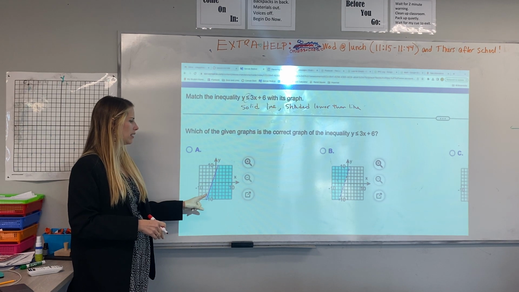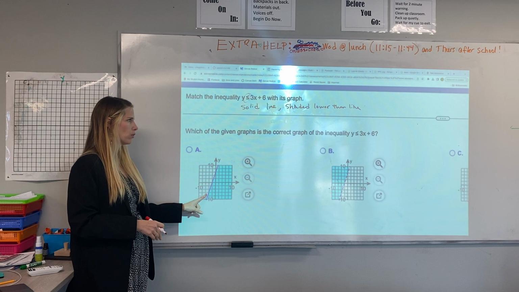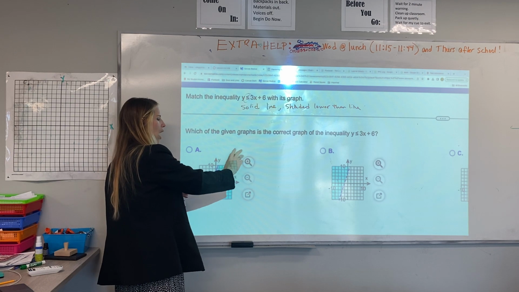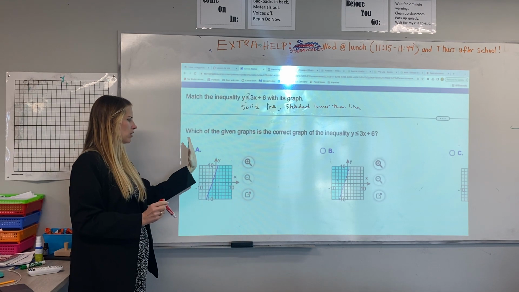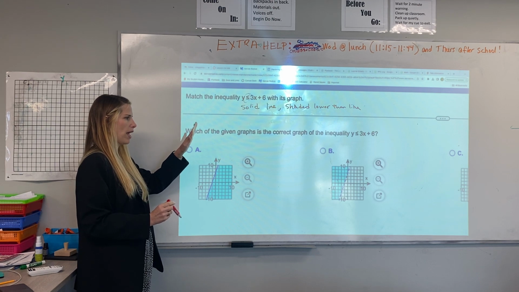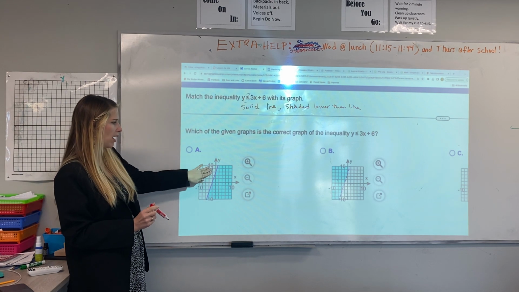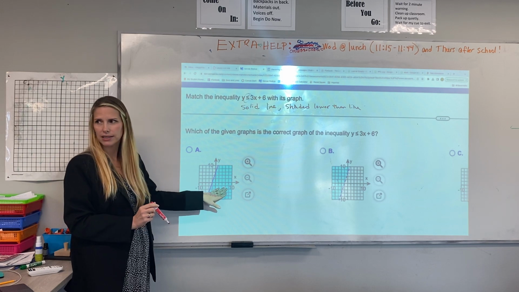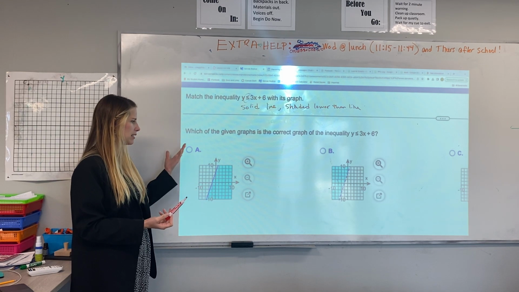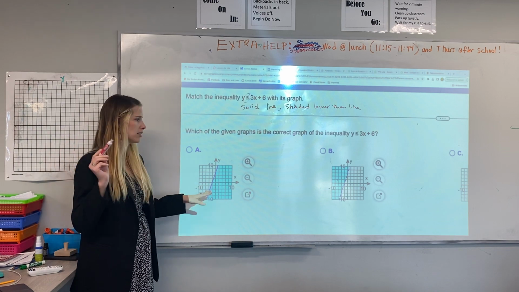This is solid. And is it shaded above the line or below the line? Below. Even though the shading goes into these positive areas, the line is tilting a certain way. So above it would be on this side, below it would be on this side. So this is correct. It's A. On mine, it's the first one.